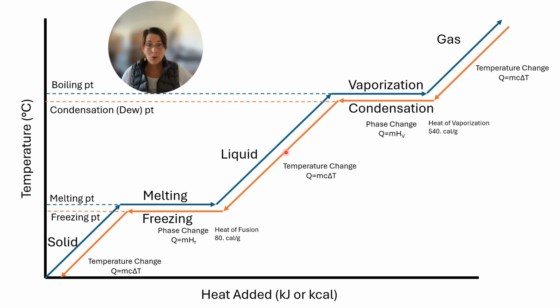Our liquids can be cooled through that temperature change, again, exothermic, because they need to slow down. And then we can get to that freezing point. And that freezing point is still that phase change, heat of fusion. It has that same value, so it's the amount of energy that needs to be released in order for the molecules to become a crystalline structure. And then our solids can continue to decrease in their temperature as well.